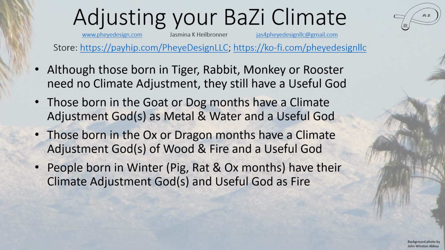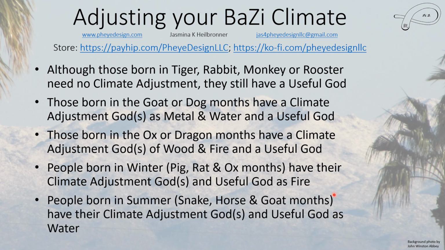Now, people born in the winter, both their climate adjustment god and useful god is almost always fire. They do have to have some fire in their chart, though. And even if it's only in one place in the hidden stem, that's good enough. People born in the summer have both their climate adjustment god and their useful god as water. Again, they must have at least one little bit of water somewhere in their chart to have water as their useful god.